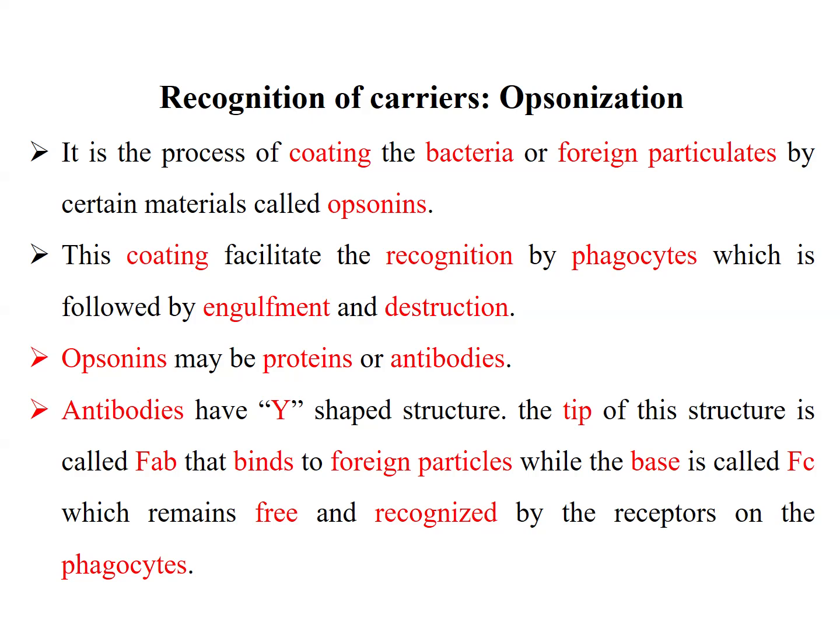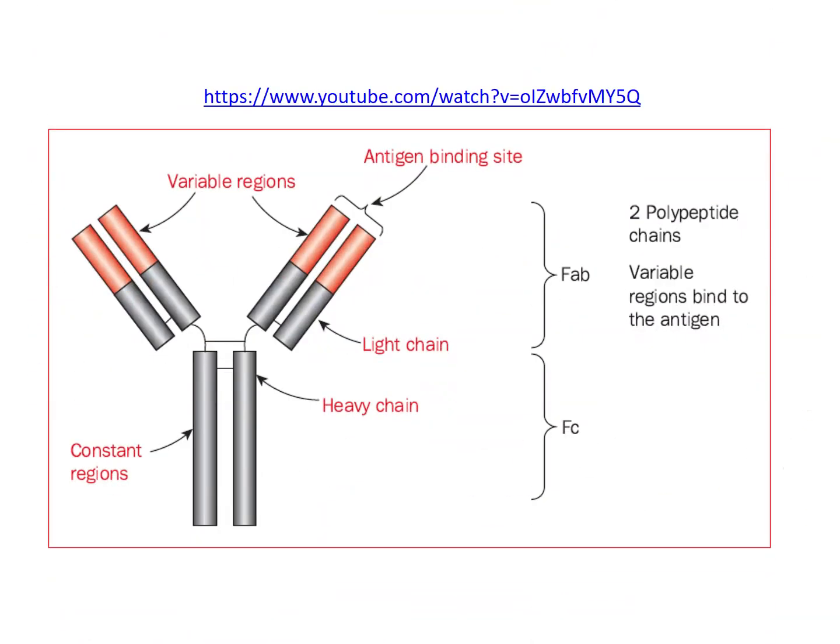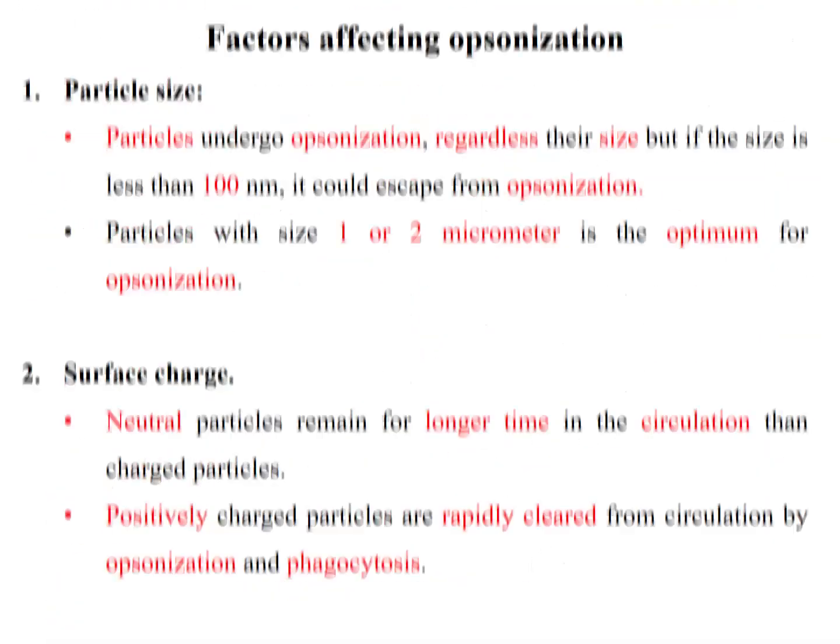Opsonization is the process of coating bacteria or foreign particles with opsonins, which facilitates recognition by phagocytes, followed by engulfment and destruction. Opsonins may be proteins or antibodies, with antibodies having a Y-shaped structure. The Fab region binds to foreign particles, while the Fc region is recognized by phagocyte receptors. Let's see how opsonization works in action.